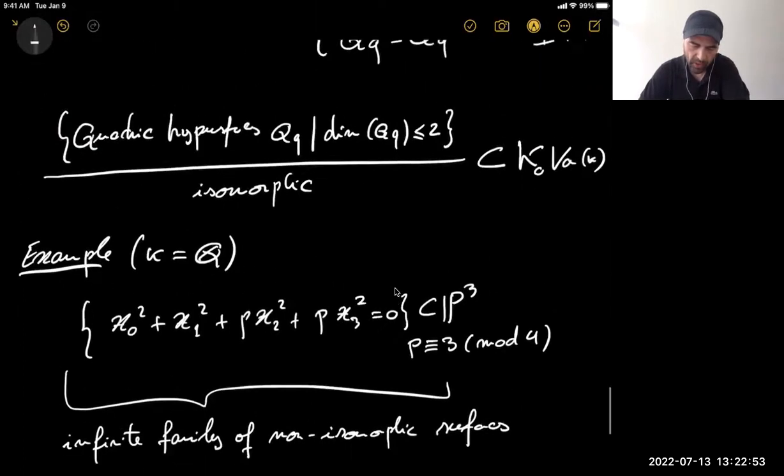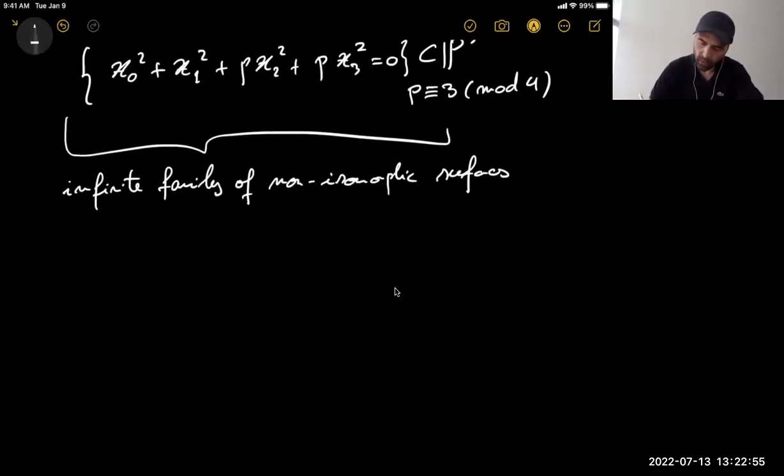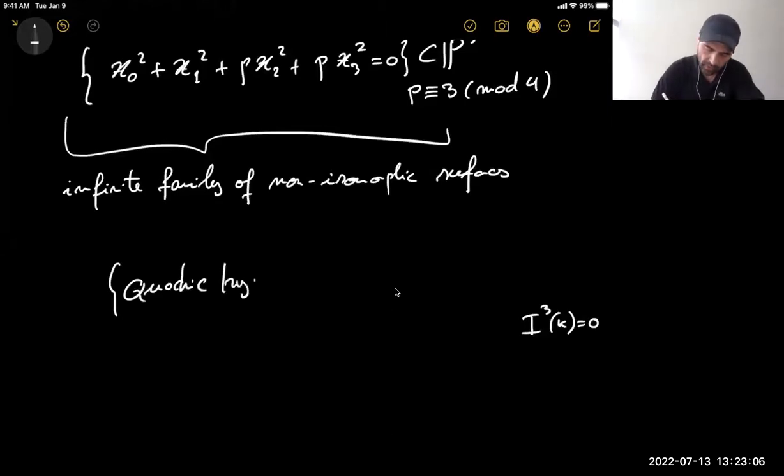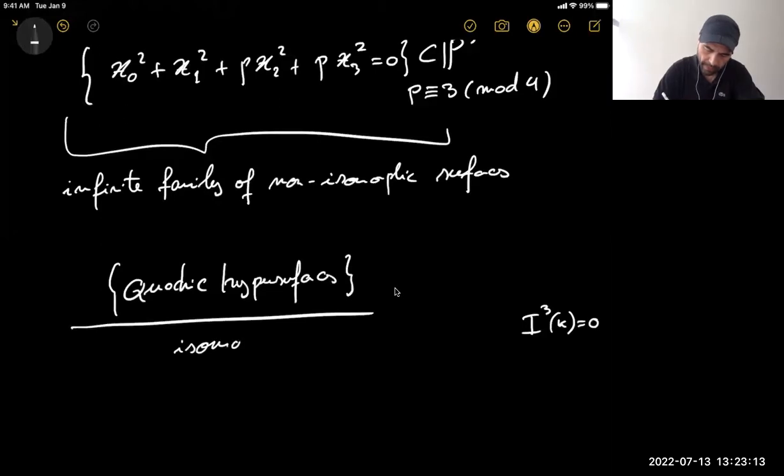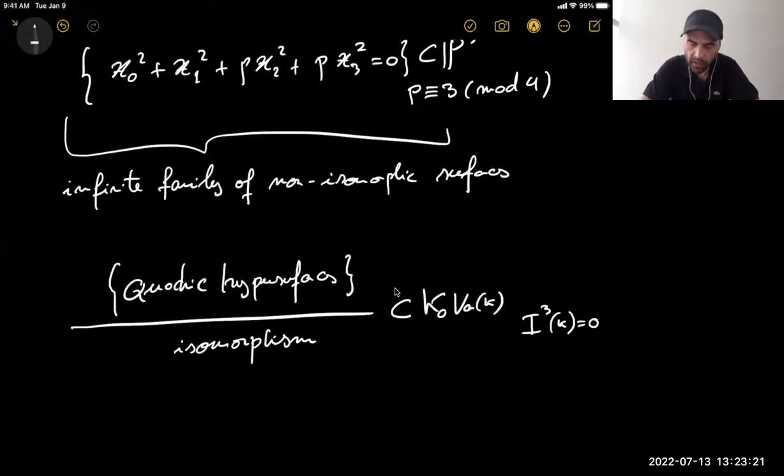And the other situation is when we are working with fields where the third power of the fundamental ideal is 0, it vanishes, then it actually works for all quadrics. So we take all quadric hypersurfaces and we consider them up to isomorphism, then this actually embeds in the Grothendieck ring of varieties. So there are no further identifications among those algebraic varieties.